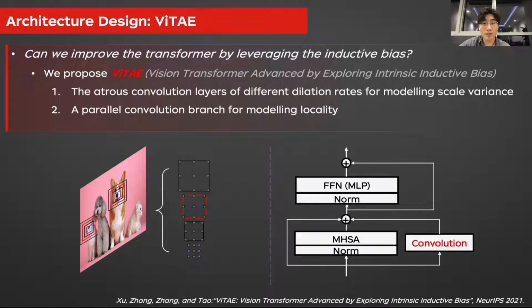Here we propose the ViTAE model to introduce two kinds of inductive bias into transformers and to improve the convergence and the performance of vision transformers. The main contributions are twofold. One, the atrous convolution layers of different dilation rates for modeling scale invariance, and two, a parallel convolution branch for modeling locality.